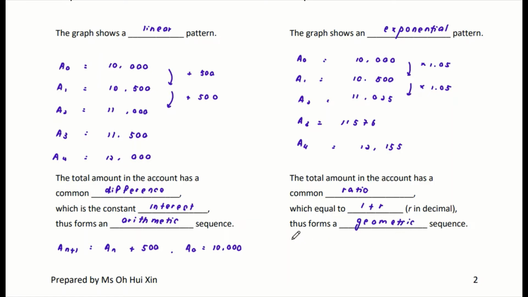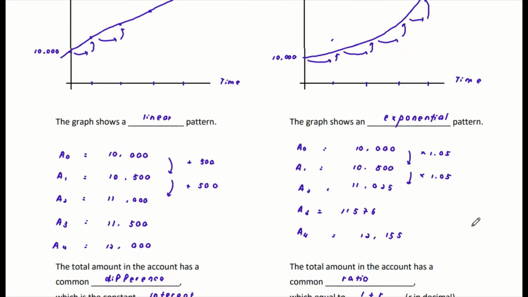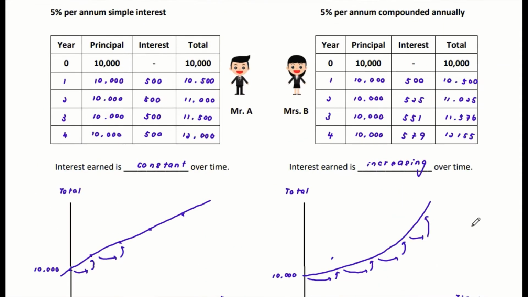Same thing here, we can also write a recurrence relation for that. The amount of money in the (n+1) year will be equal to the n year multiplied by 1.05. And the A0 here is also 10,000. Alright, so that's the idea. I hope that by using this simple illustration, you'll be able to see the difference between simple interest and compound interest.